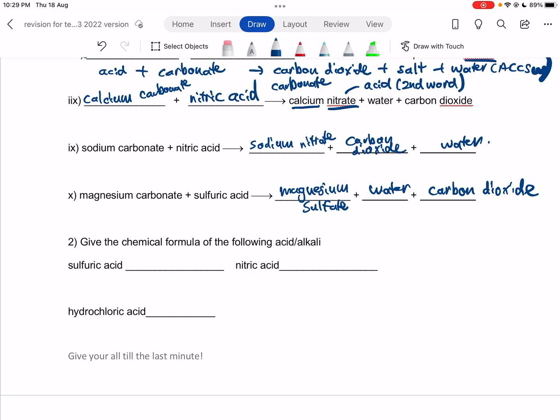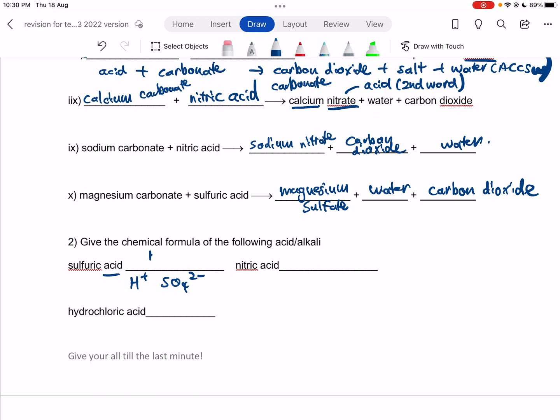Okay, and let's look at number two. Number two, you have sulfuric acid and nitric acid. So when we talk about acid, the cation will always be H plus. Then sulfuric acid will be SO4 2 minus. So if you are not too sure about this, you can look at your polyatomic ions. You can look at your summary booklet, it's on page 2 of your summary booklet.